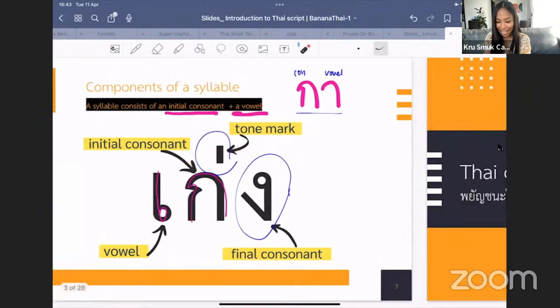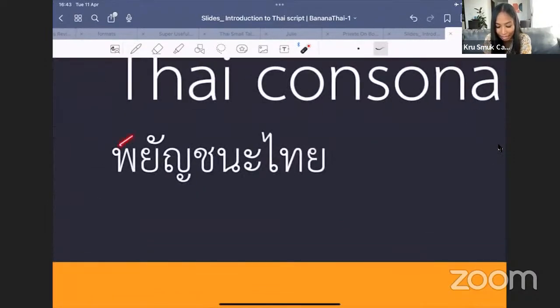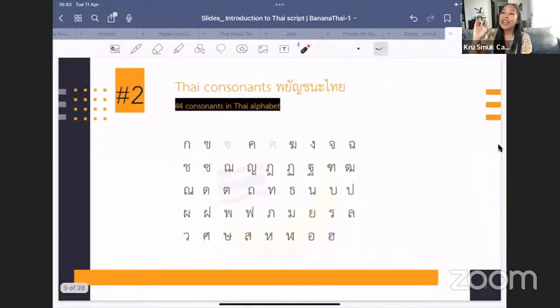โอเคค่ะ Okay, let's move to the second part, which is about the Thai consonant. ภาษาไทยนะคะ consonant ภาษาไทยคือพยัญชนะนะคะ พยัญชนะ means consonant. Okay, tips about Thai consonants. There are 44 Thai consonants in the Thai alphabet. 44, you heard it right. ฟังไม่ผิดนะคะ There are so many consonants here.